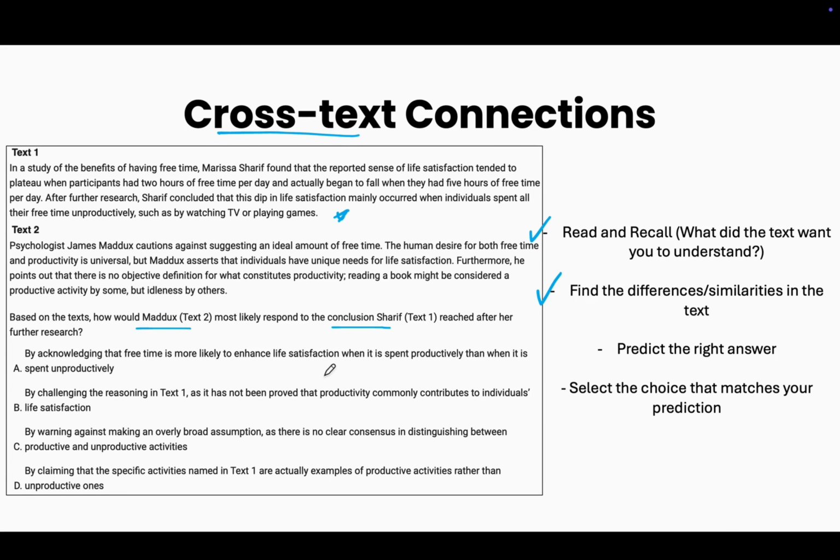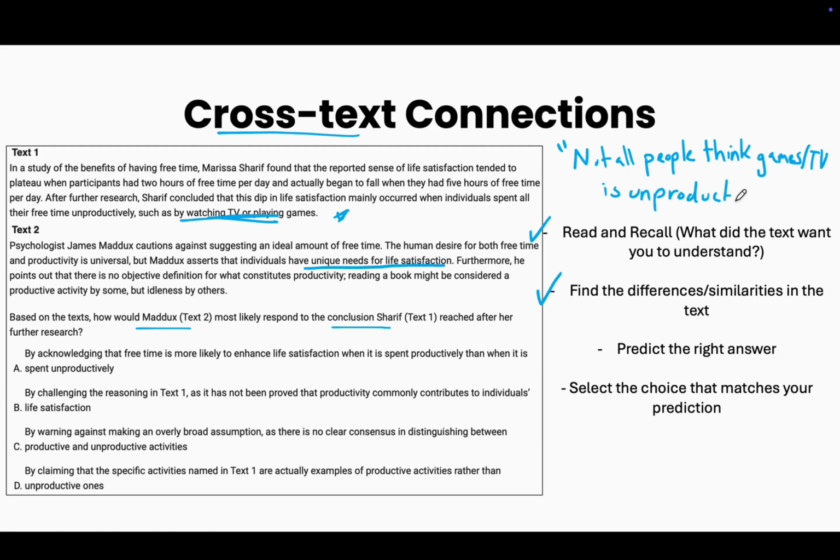We know that text 1 says this dip in life satisfaction mainly occurred when individuals spent all their free time unproductively, such as by watching TV or playing games, while text 2 says that each person has different needs for life satisfaction. So the person from text 2 would probably tell the person from text 1 that not all people think that watching TV or playing games is unproductive. Different people consider different things to be productive or unproductive.